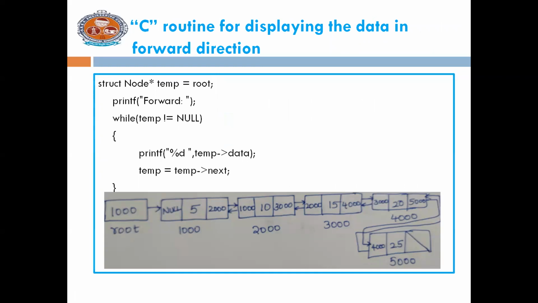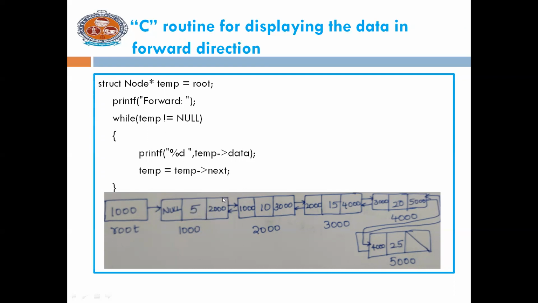And here comes the C routine for displaying the data in the forward direction. Initially the root is stored in the temp variable, and we check whether temp is not equal to null. If it is not equal to null, that means it contains some data. So when temp is not equal to null, printf %d of temp arrow of data. Initially the root value is 1000, which is not equal to null. So we print the data of 1000, that is 5, and we advance the pointer to the next node, that is temp equals temp arrow of next.